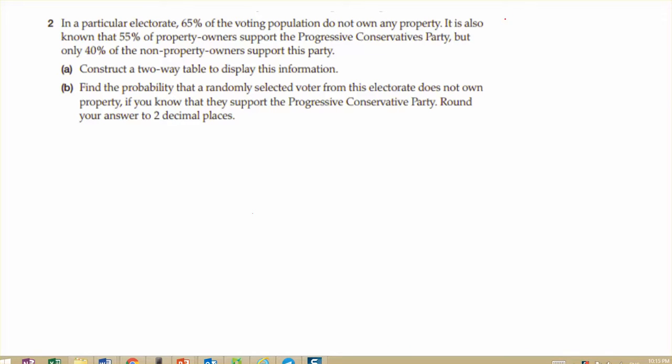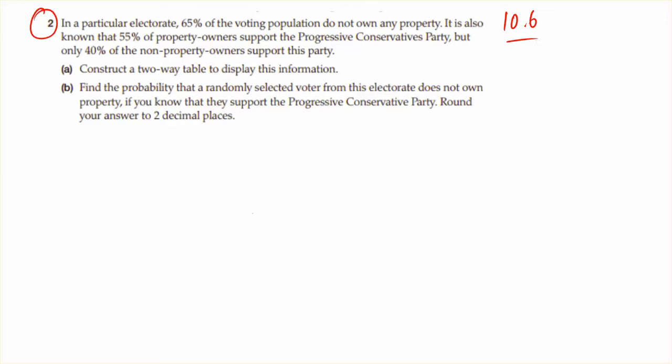Exercise for Year 10 Methods Pathways. We're going to look at exercise 10.6, question 2. Okay, so in a particular electorate, 65% of the voted population do not own any property.